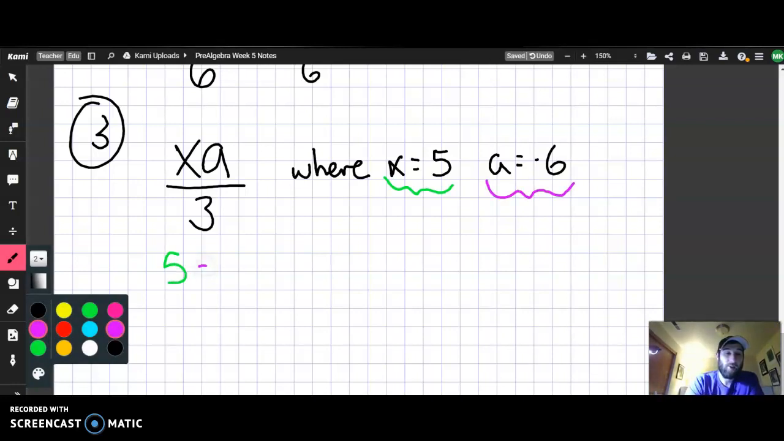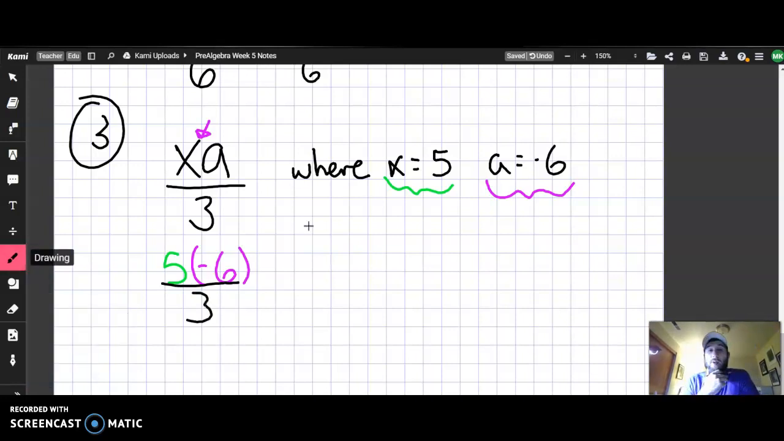So once again, rather than just write the negative 6 to represent that unwritten multiplication sign, I'm going to go ahead and put parentheses there. That's just an easy way to represent the multiplication and show what's being multiplied. You could have just put a dot or a multiplication sign, and that would have worked just as well. And so all of that is being divided by 3. Just like we mentioned before, because the division bar goes all the way across, the 5 and the negative 6 are being divided by 3.